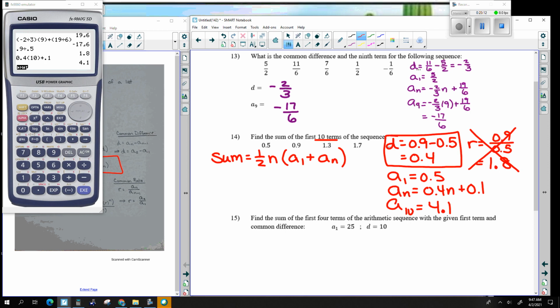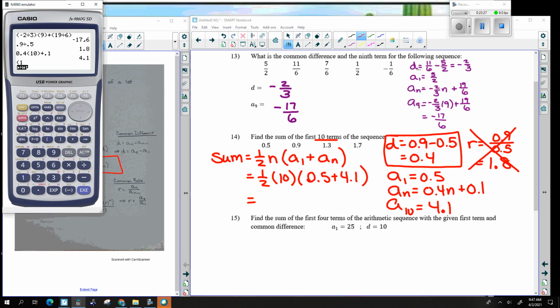Yeah, okay. So now I have enough information. So 1/2, 10 terms, first term, last term, the summation of the first 10 terms, $23 flat.